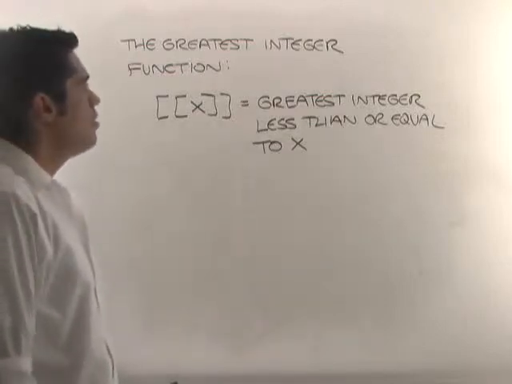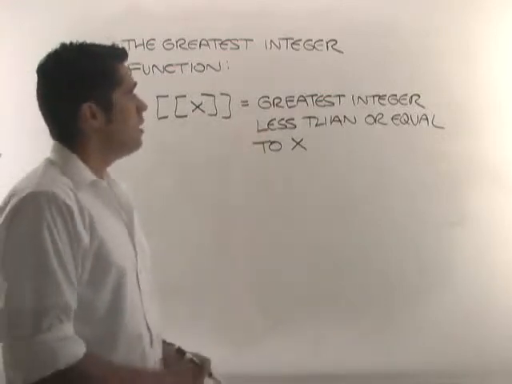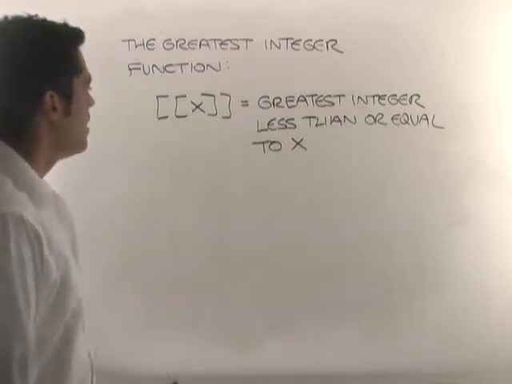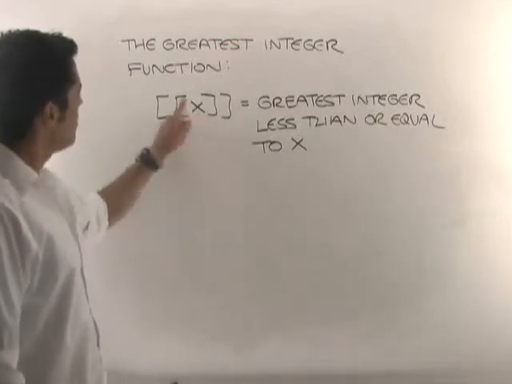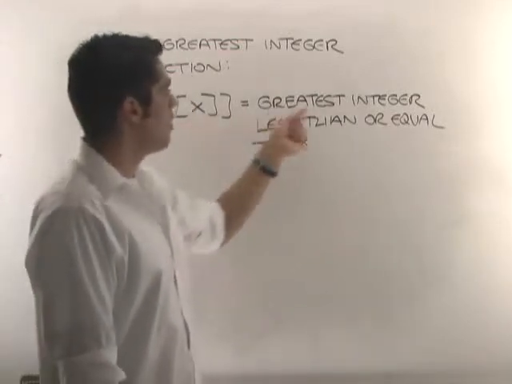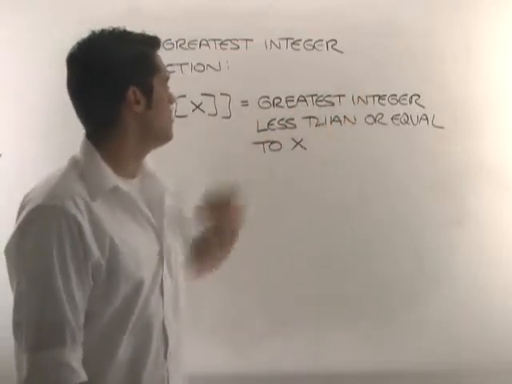Okay, I'd like to show you what's called the greatest integer function, and we're going to try and graph it. But it's one of these functions really strange in math because of the way it's defined. We use a double bracket around an x, and whenever you see that, that means we're talking about the greatest integer less than or equal to x.